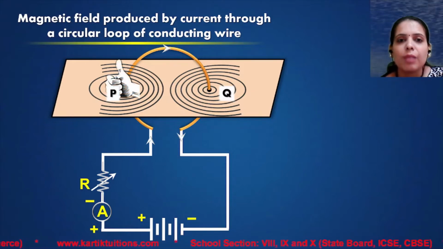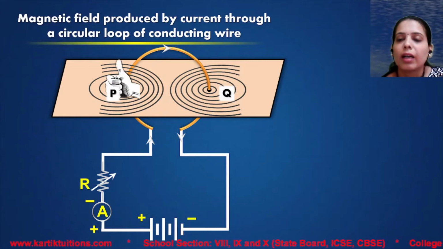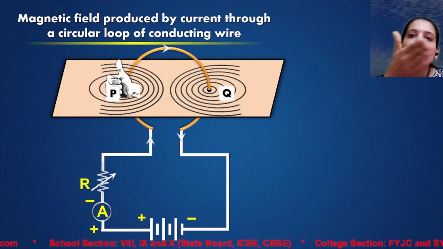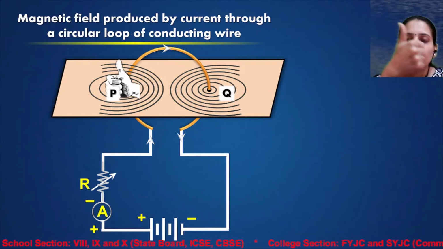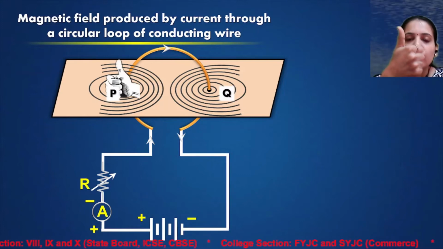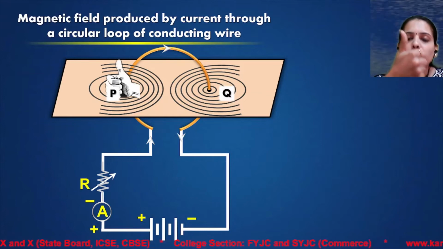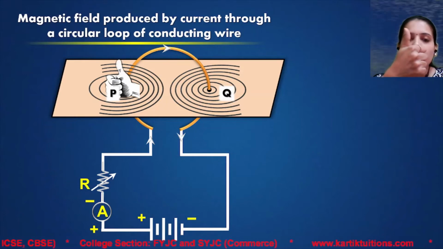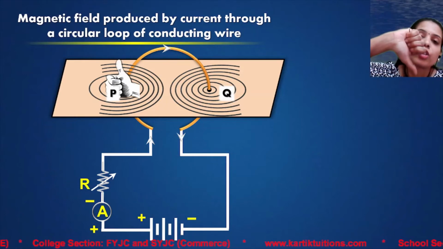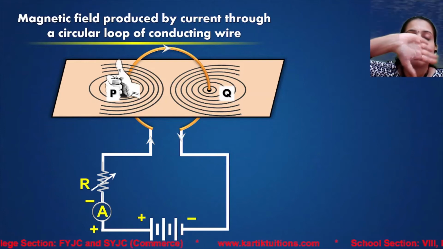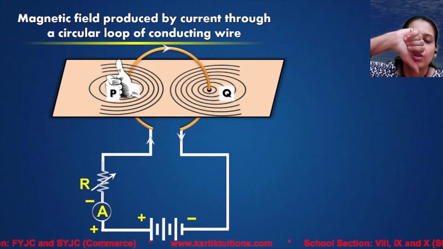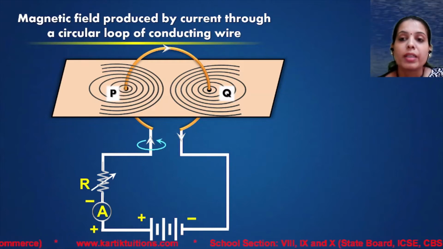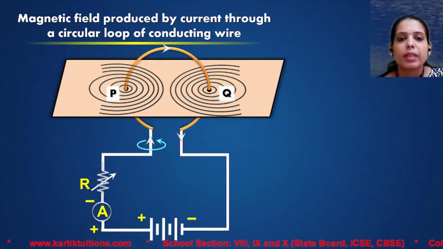If I apply the same right hand thumb rule which we saw in our last video, that is, holding your right hand with the thumb stretched and the four fingers curled around the thumb, that is, around the conductor: at point P, when the current is in upward direction, the direction of the magnetic field is anticlockwise. And at point Q, where the current is in downward direction, the direction of the magnetic field is clockwise. So it is anticlockwise at point P and clockwise at point Q.